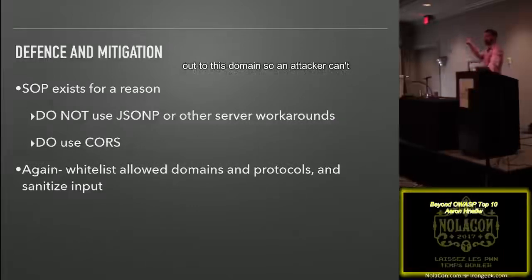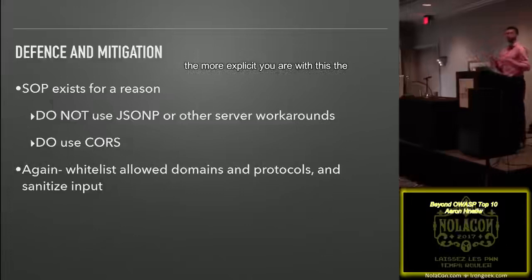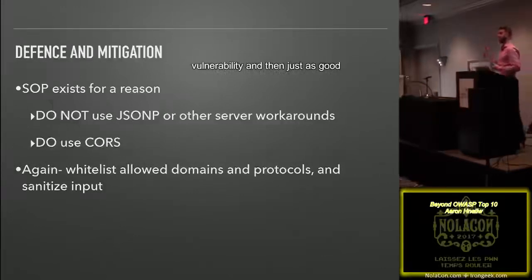So you want to only make requests out to this domain. So an attacker can't make a request to their own domain or to the internal AWS instance metadata. Explicitly allow only certain domains and IPs. But not only that, explicitly allow certain protocols. So the HTTP:// part, remember how I said you can also use file, SSH, things like that? Explicitly only allow HTTP or HTTPS. So the more explicit you are with this, the better, and the less likely any kind of outbound request is going to turn into a vulnerability.